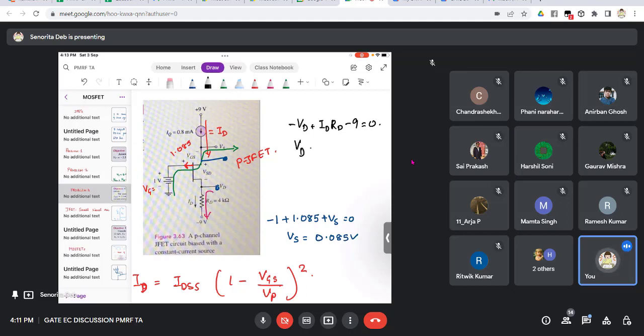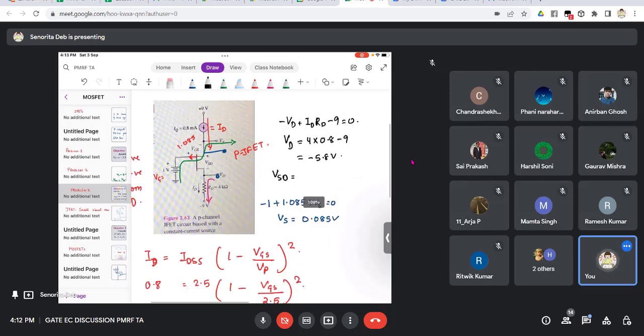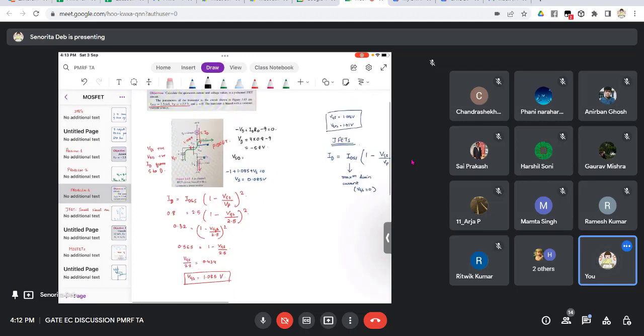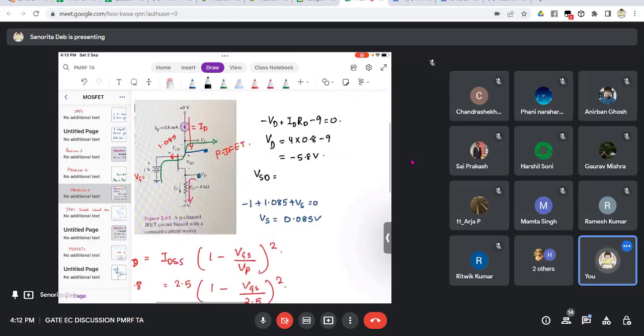So what is Vd? It is coming to be 4 into 0.8 minus 9. So Vd is negative, which is 3.2 minus 9, minus 5.8 volt. So what is VSD coming? VSD is coming as, where did it go? Did I do some mistake here?